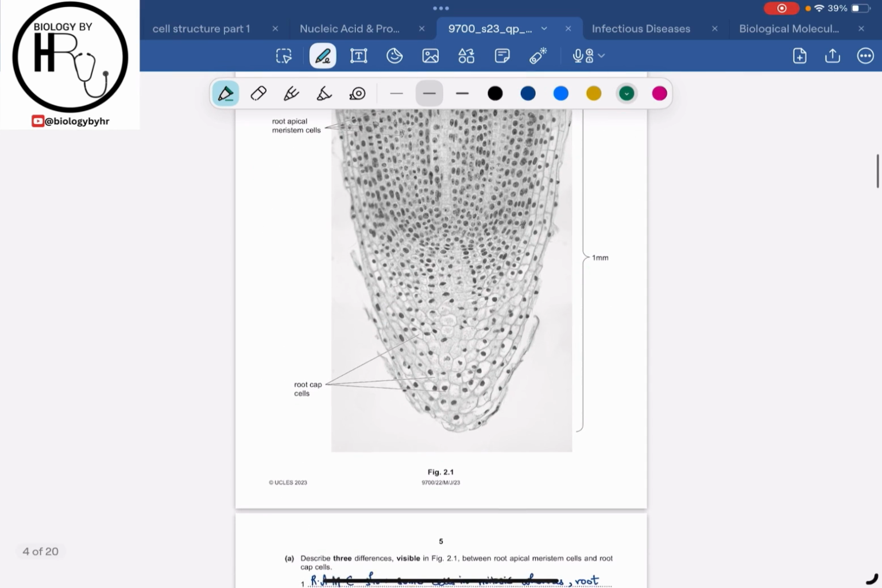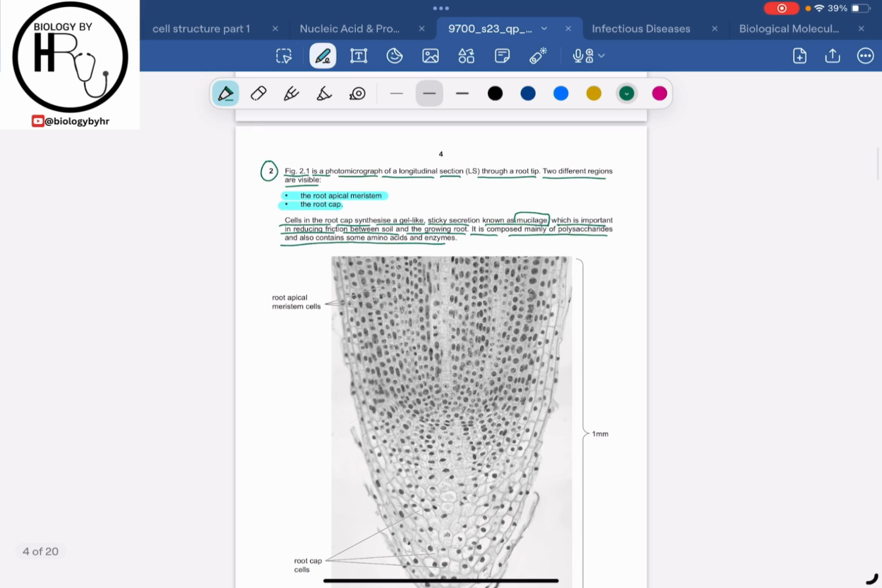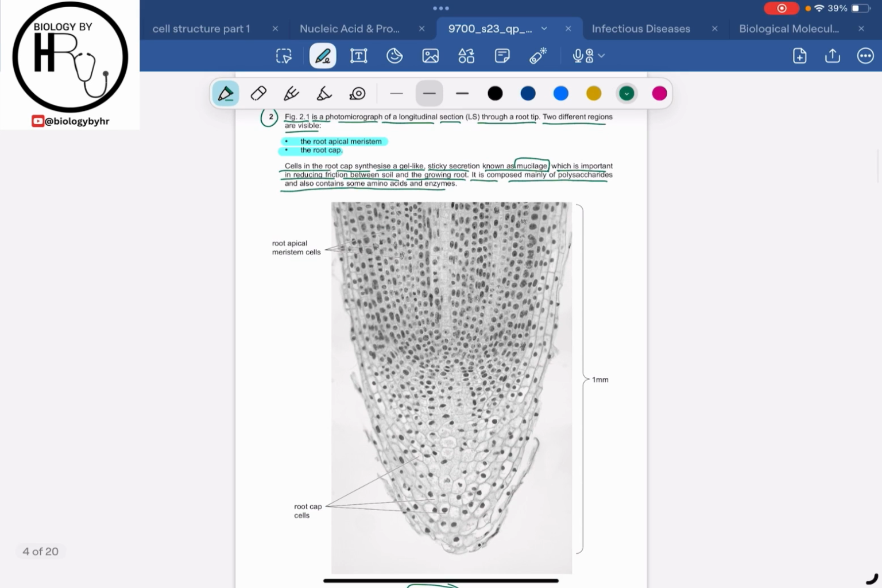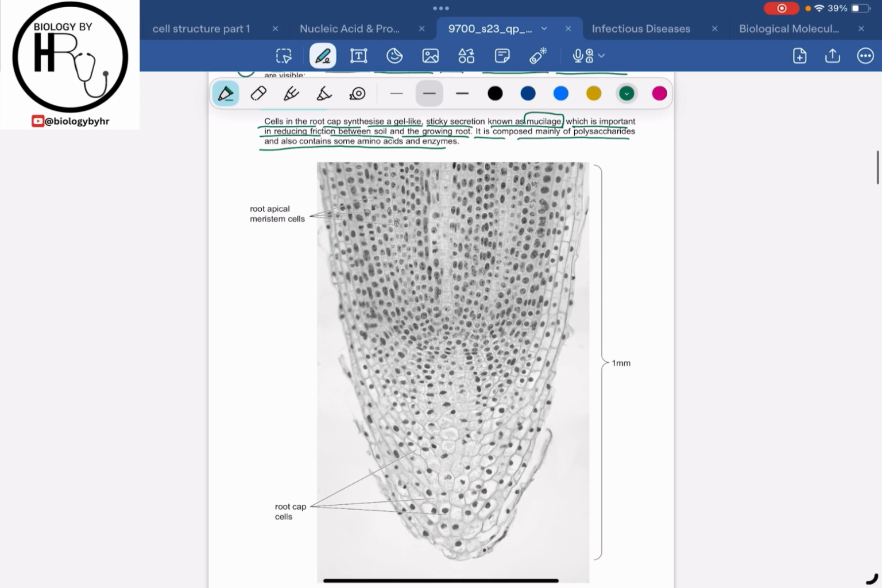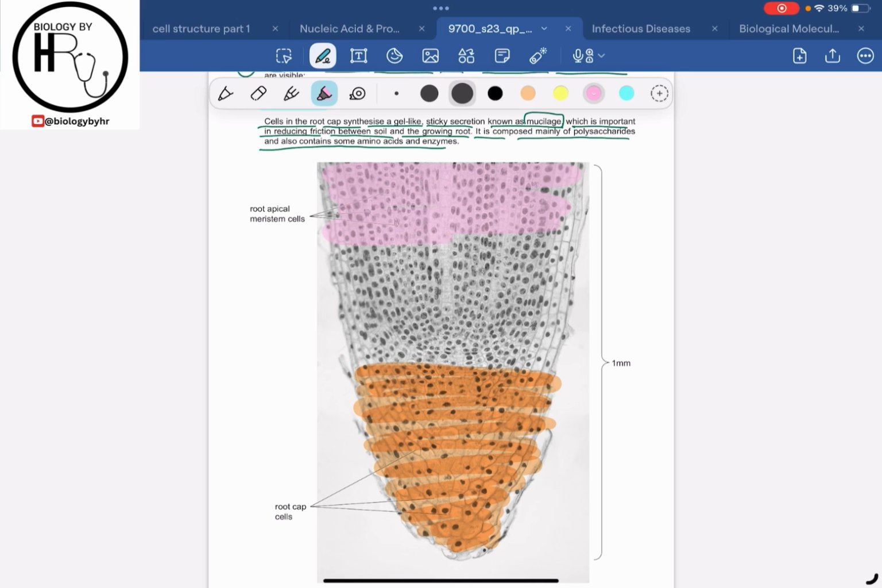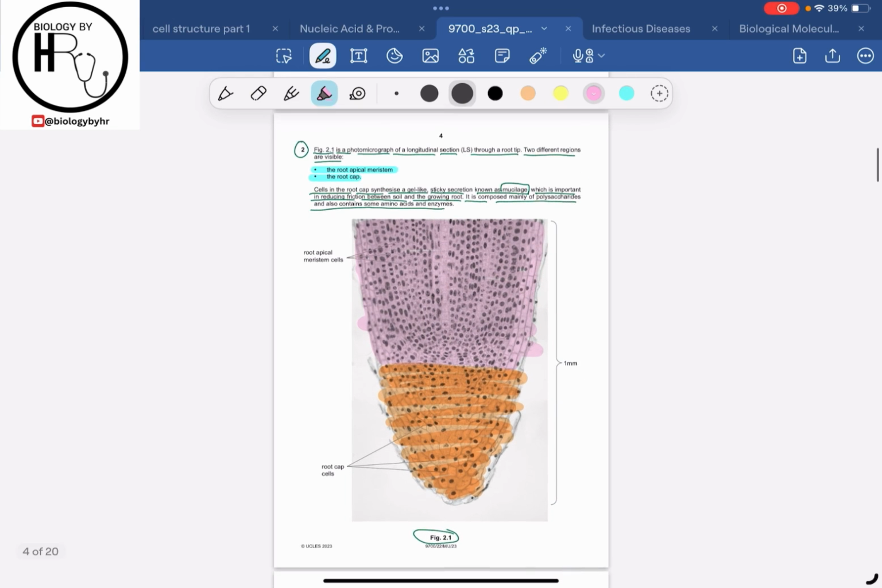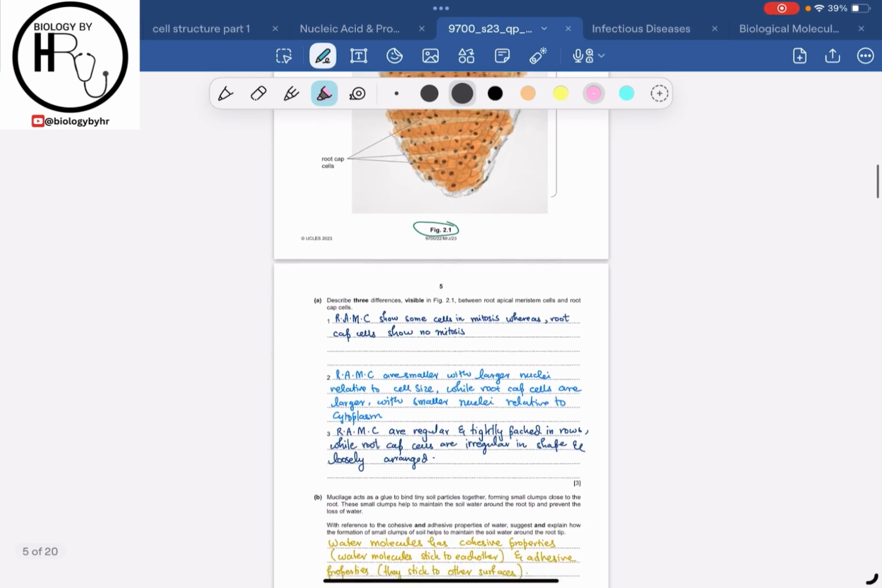So this is basically figure 2.1, which is showing us the photomicrograph of the longitudinal section of the root tip. And over here you guys can see, for example, this area is representing the root cap. This area, if you guys can see over here, is representing the root cap, and the area above is basically representing the root apical meristem cells. It is the root apical area. This, the one I am highlighting with the pink one, is the root apical area with the root apical meristem cells.